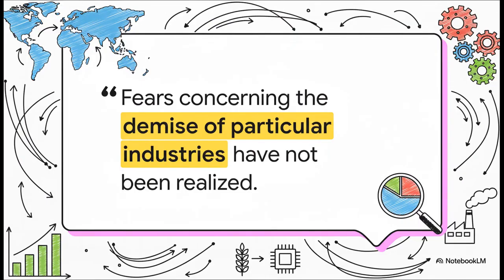So, what actually happened in the real world? Exactly what the new theory predicted. As the economist Bela Balassa pointed out at the time, those fears about entire industries vanishing just didn't come true. Instead, countries specialized within those industries. This was a huge, real-world confirmation that these new models had captured something absolutely essential about modern trade that the old ones had completely missed.